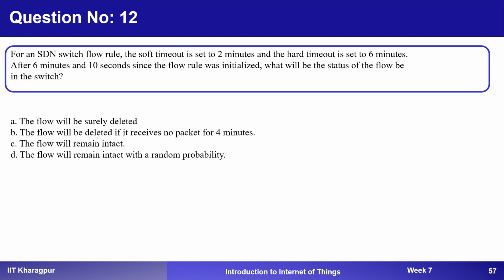Next question is, for an SDN switch flow rule, the soft timeout is 2 minutes and the hard timeout is set to 6 minutes. After 6 minutes and 10 seconds since the flow was initialized, what will be the status of the flow in the switch? Options are: the flow will be surely deleted, the flow will be deleted if it receives no packets for 4 minutes, the flow will remain intact, the flow will remain intact with random probability.